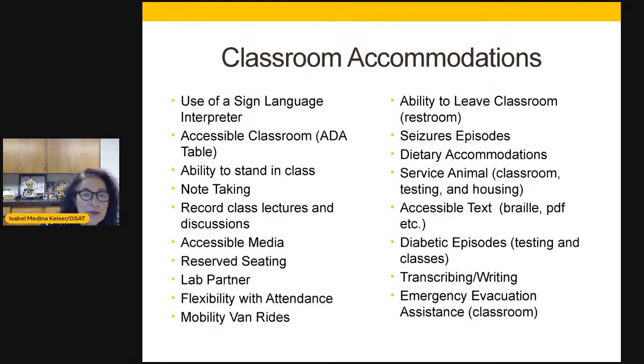It could be that the student has dietary accommodations, or a service animal. It could be that there's a diabetic episode, making sure the student is allowed to check their blood or use their phone to check their blood. The most important part is emergency evacuation, because if we have a student whose mobility is limited, it's so important to make sure they know how to get into a basement or wherever the emergency evacuation area is. So that's something we've been really pushing.